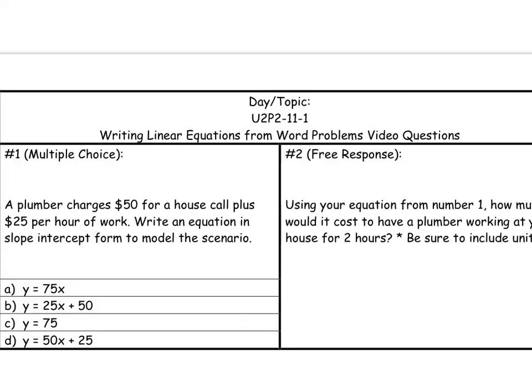So now it's your turn to answer multiple choice question number 1 in free response. A plumber charges $50 for a house call plus $25 per hour of work. So $50 a house call and then $25 per hour. Write an equation in slope-intercept form, that's y equals mx plus b, to model a scenario. So when we look at this, what's the flat fee? What am I charging per hour?